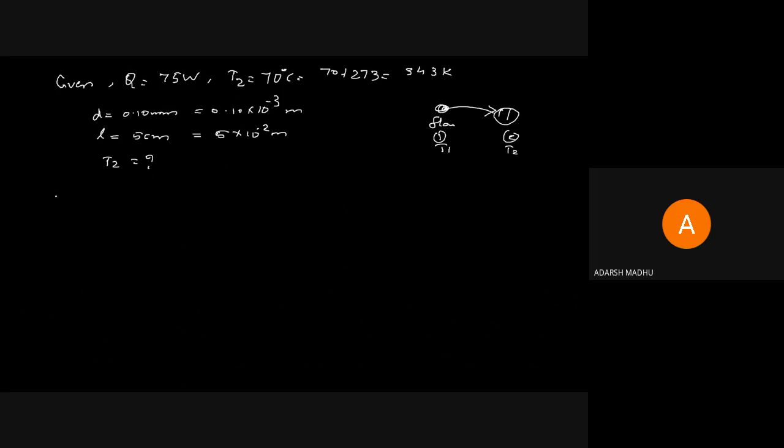In the case of a black body, Q equals sigma into A into T raised to 4. So here it is T1 raised to 4 minus T2 raised to 4, because there is a heat transfer between T1 and T2. Right? So we can write the change as T1 raised to 4 minus T2 raised to 4. This is the particular equation in the case of a black body.